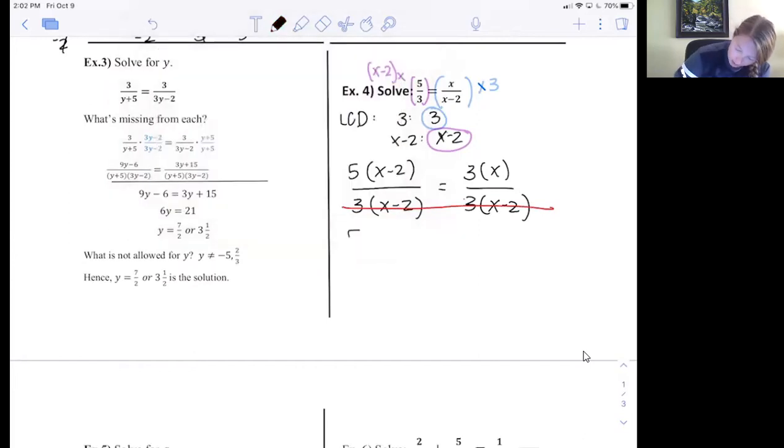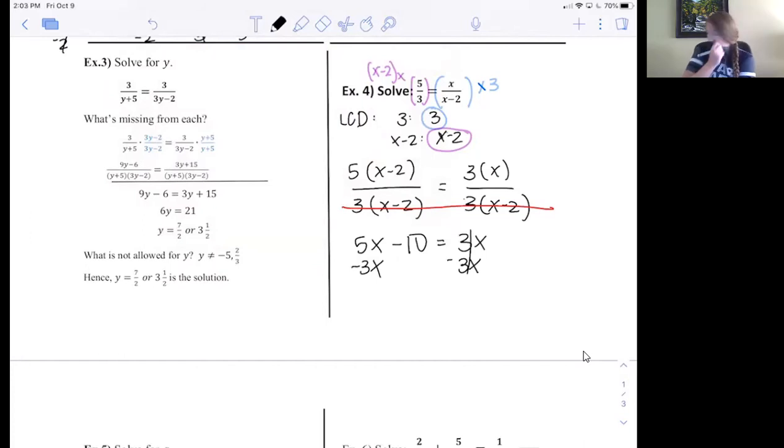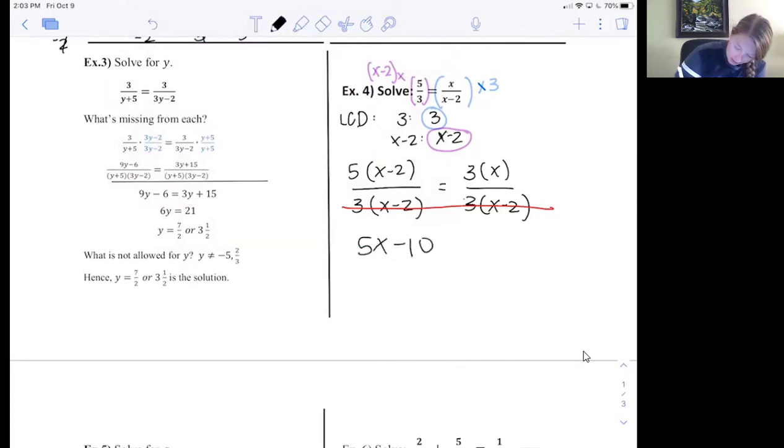And I'm just going to look at the top. So I'm going to actually multiply this out. So 5x minus 10 equals 3x. Actually, let me do something first. 5x minus 10 equals 3x. I'm going to add 10 over first. Add 10 over. So I've got 5x equals 3x plus 10.